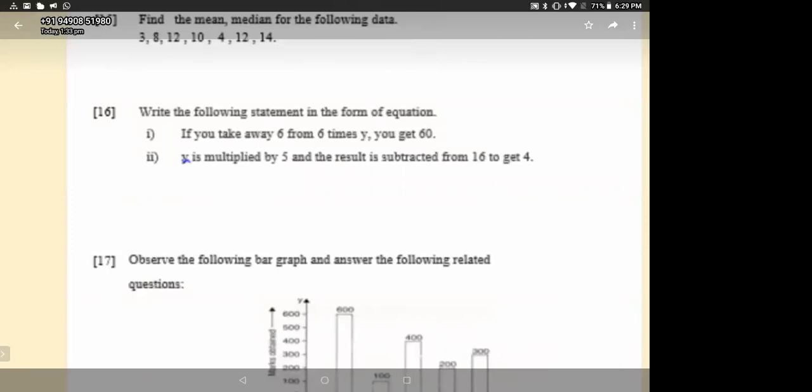Right. Write the following statements in the form of equations. You need to form the equations here. If you take away, that means subtraction, Nana. Take away means, ma'am, subtraction. 6y minus 6 is equal to 60.